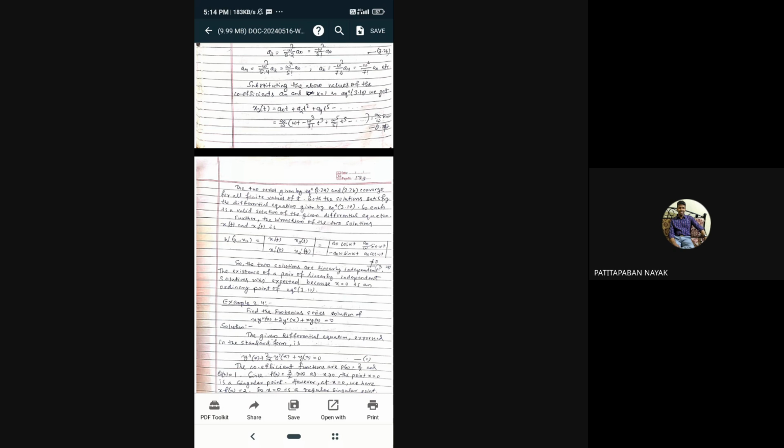So the two solutions are linearly independent because the determinant is non-zero, 3.28. If you find the value of the determinant, it has a finite value, it is not 0. So since the Wronskian is non-zero, that is not equal to 0, the existence of linearly independent solutions was expected because x is equal to 0 is an ordinary point of the equation 3.10.